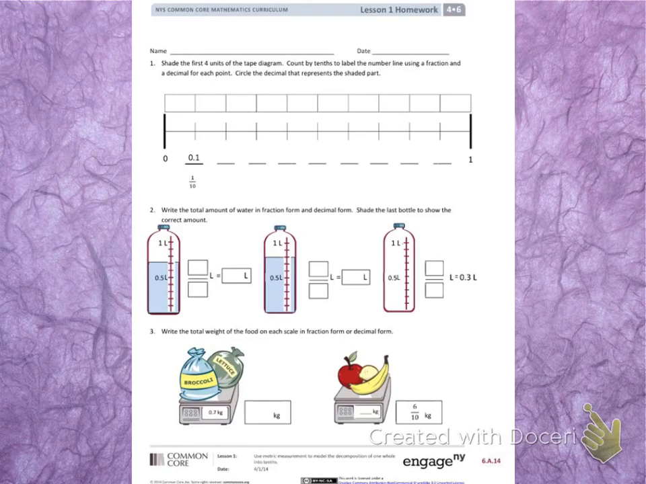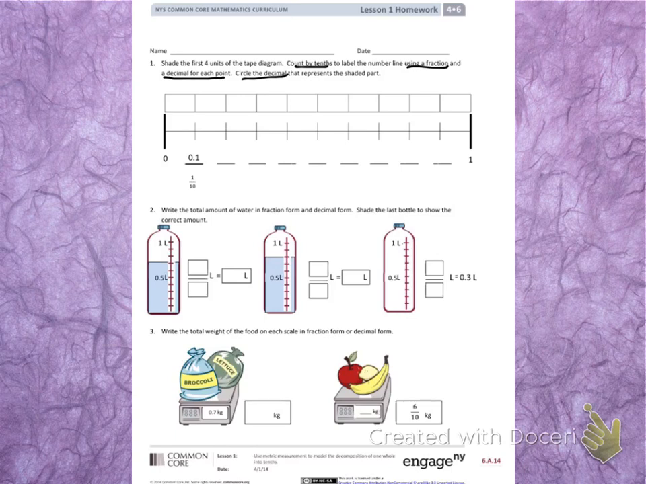Grade 4, Module 6, Lesson 1 homework. Problem number 1. Shade the first 4 units of the tape diagram. Count by tenths to label the number line using a fraction and a decimal for each point. Circle the decimal that represents the shaded part.